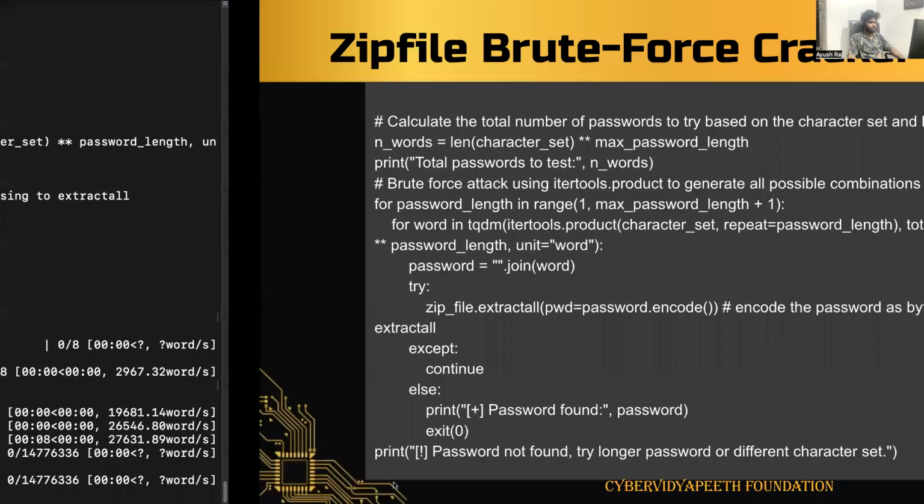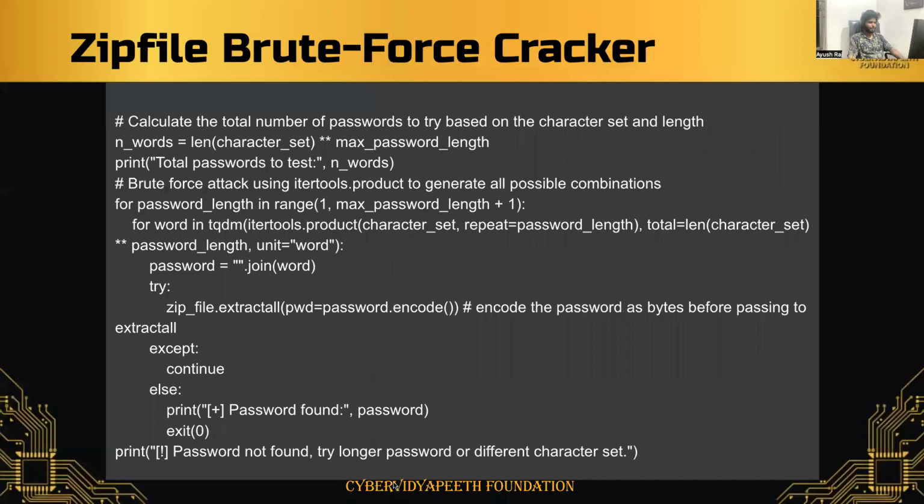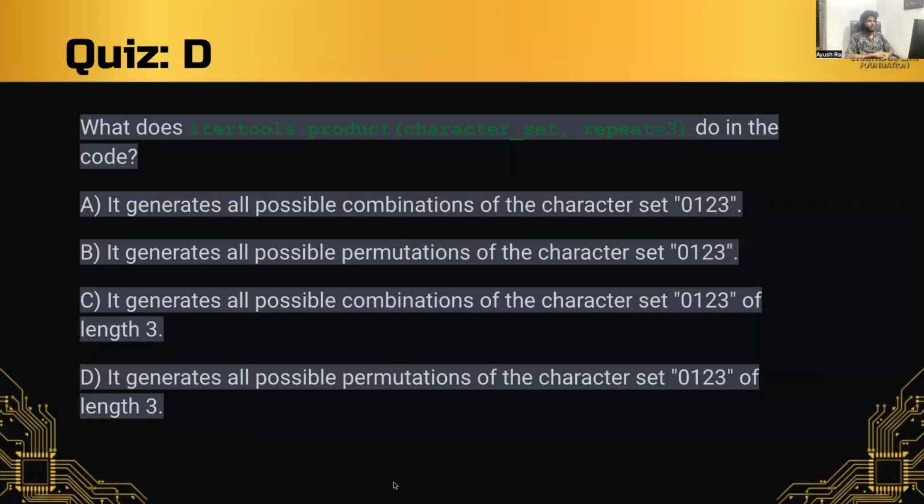And after that, there is a quiz for you. So this is the quiz for you: what does itertools.product do in the code? So this is the argument, character set. You know what the character set was, and repeat equal to 3. Answer the question in the comments.